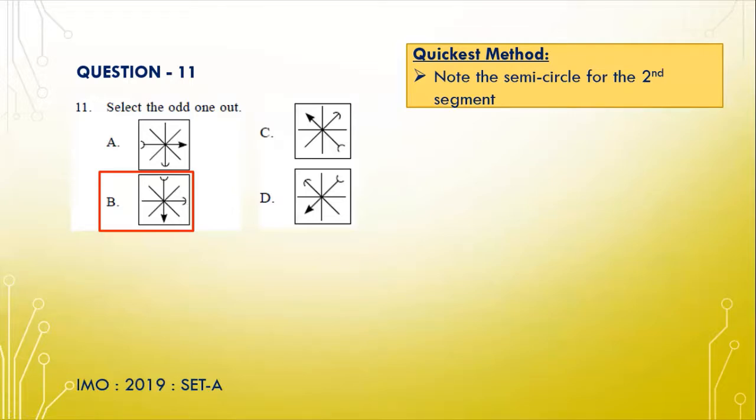What is the justification for this? The semicircle pointing arrow. If you rotate this, it is pointing arrow. And if you rotate this by 90 degrees counterclockwise, it will become like this. Again, if you rotate this 45 degrees counterclockwise, it will go to D. If you rotate this 90 degrees counterclockwise, it will go to D. So the semicircle for the second segment is incorrect, and that's why B is the odd one out.